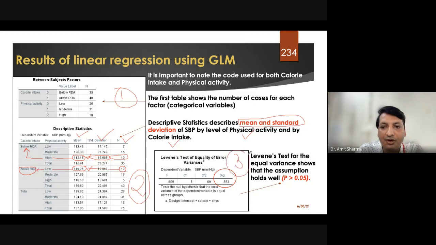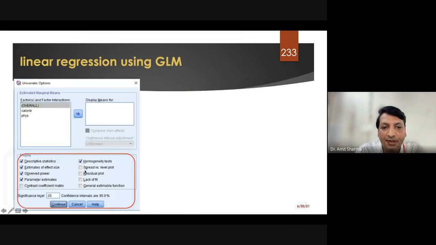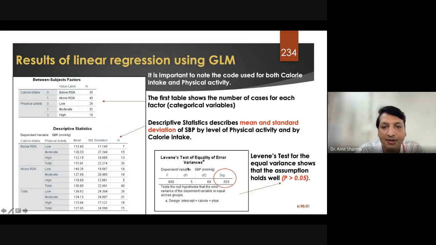Now, what is the third table? You have clicked on the test for homogeneity. If you do not click this checkbox, you are not going to get this table, the test for Levene. As you might remember, in the third or fourth class we conducted the independent t-test. There we got a test called Levene's test for equality of variance.